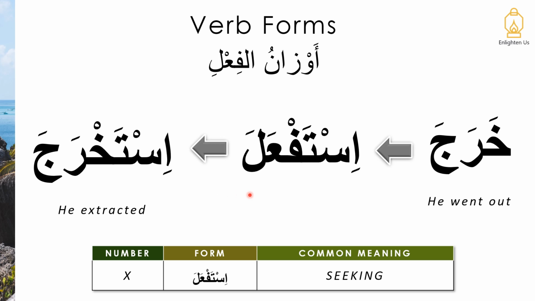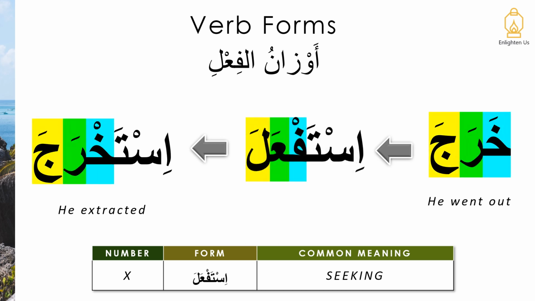But what exactly does it mean to use istaf'ala as our template? Let's have a look. If you see, as we've seen before, the kha corresponds to the fa, the ra corresponds to the ain, and the jim corresponds to the lam. What do we have that's additional? And that's our alif, our sin, and our ta. So these are the first letters that we add. And then we've got our kha, but now it has a sukun, and we retain the ra and the jim as was. And that's how we go from kharaja, he went out, to istakhraja, he extracted.